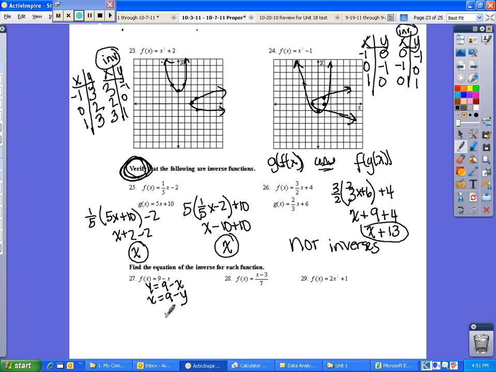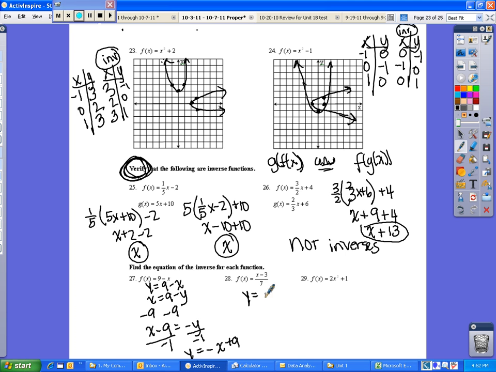So to solve for y, I'm going to subtract 9 from both sides, so that gives me x minus 9 equals negative y. And since this is a negative y, I really can just divide everything by negative 1, and I'm left with y equals the opposite of x plus 9. If you don't understand that, this is just x divided by negative 1, which is negative x, and negative 9 divided by negative 1, which is positive 9.